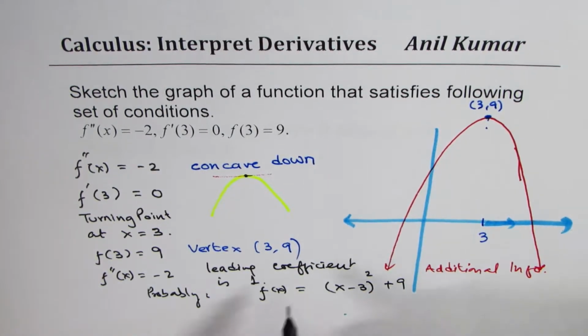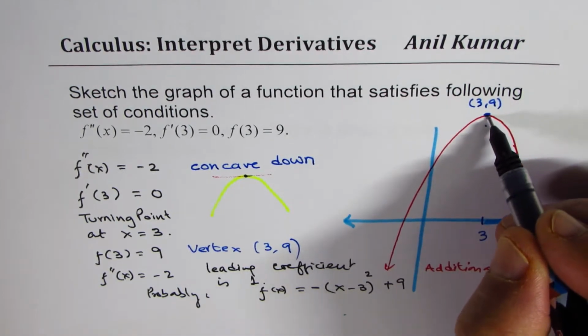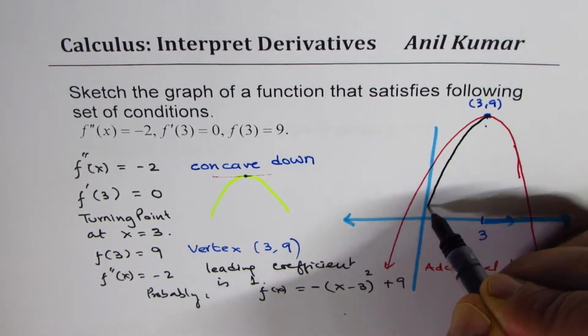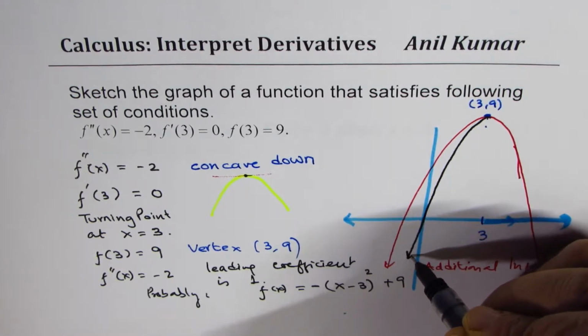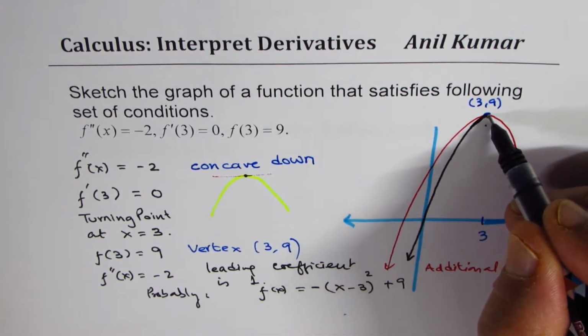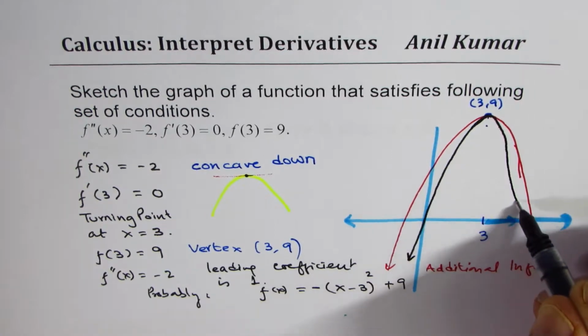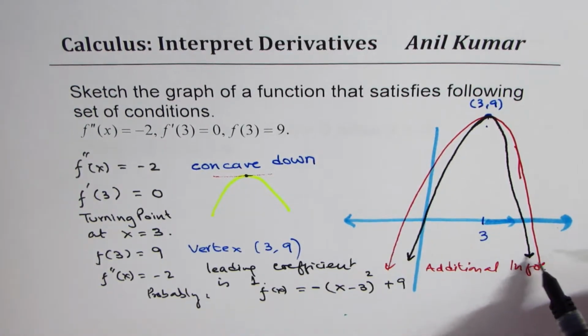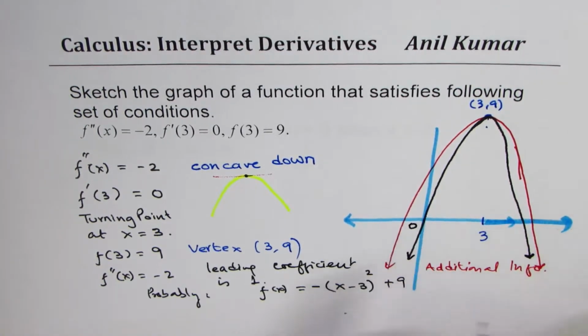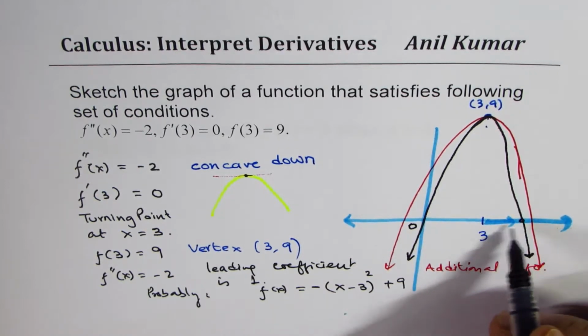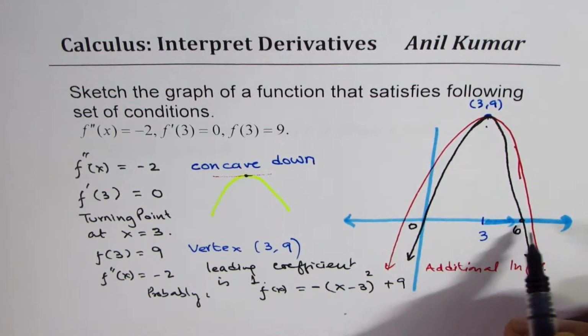I'm sorry, I should have written negative here, right? Negative because it opens downwards. So when you take the square root of 9, you get plus or minus 3. And when you add 3 to it, it becomes 0. So basically, you will notice that the graph will go through the origin. So let me redraw this graph and say this is my graph. So this becomes more precise, 0, and that point is expected to be, because of symmetry, 6.